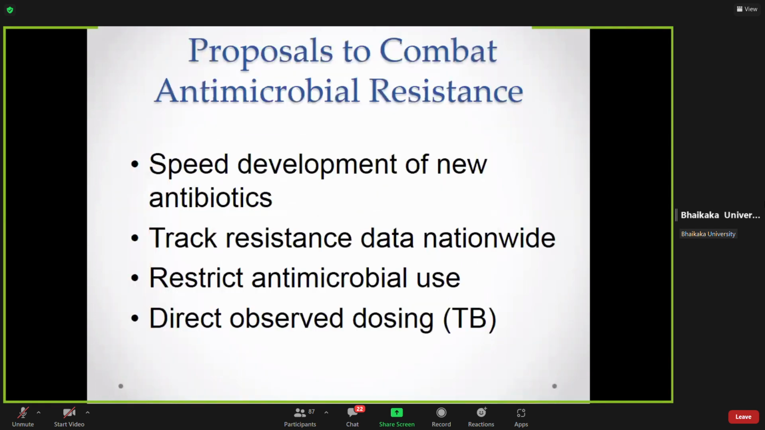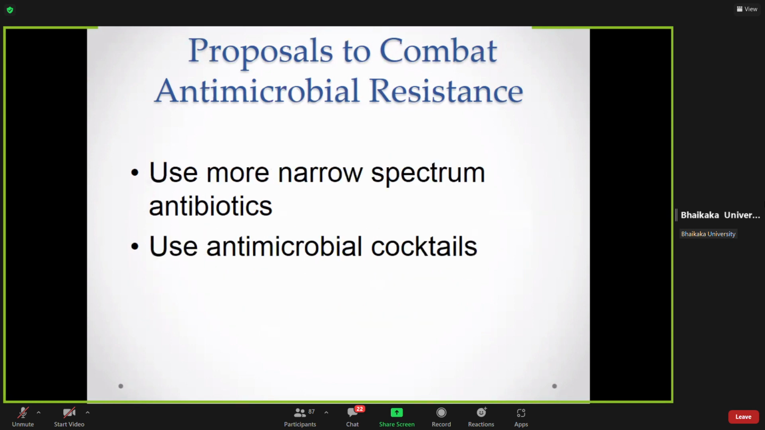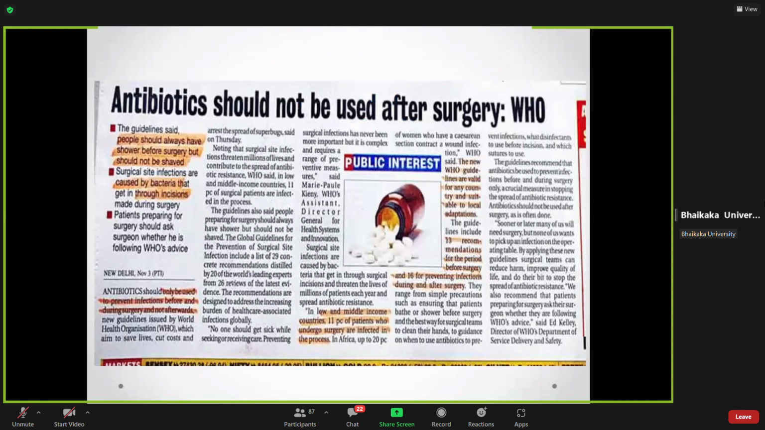A proposal to combat antimicrobial resistance. Now what are the ways to handle this problem? Speed development of new antibiotics, track the resistance data nationwide and restrict antimicrobial usage, and directly observed dosing, which has been implemented in tuberculosis, that can help us to monitor well. Use more narrow spectrum antibiotics and use antimicrobial cocktails to treat the bacteria harder.